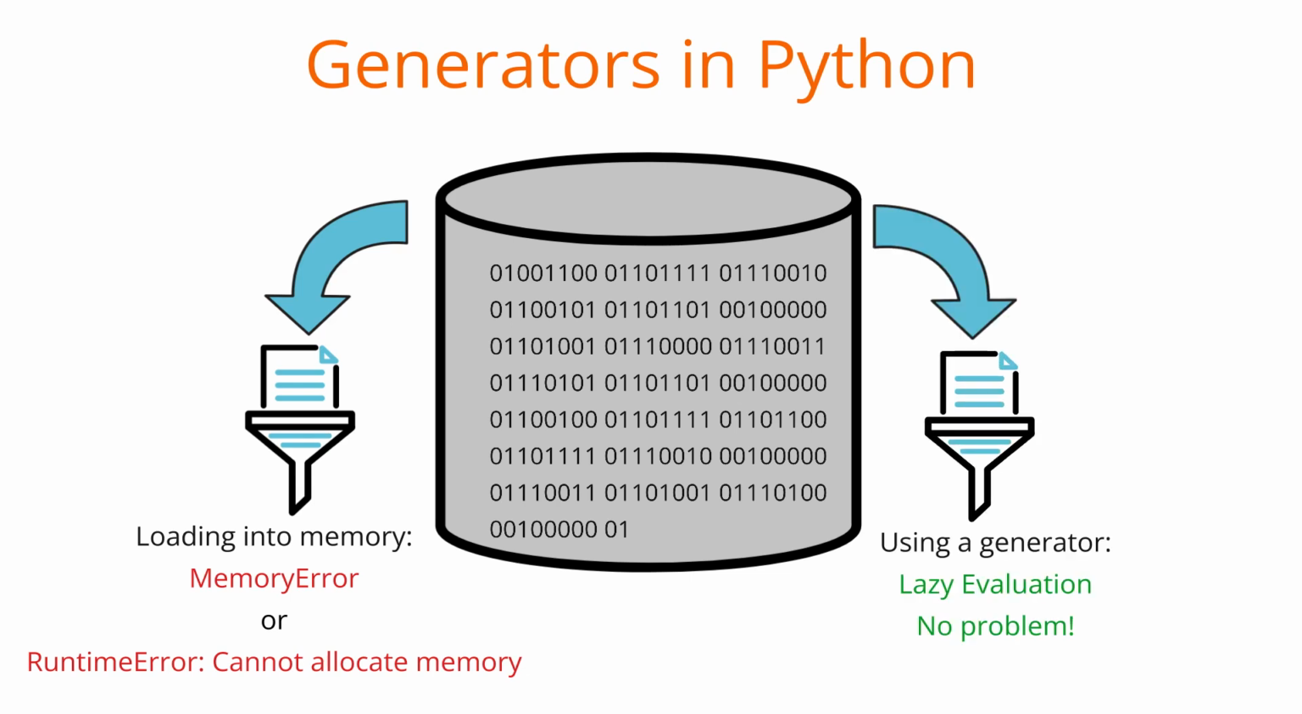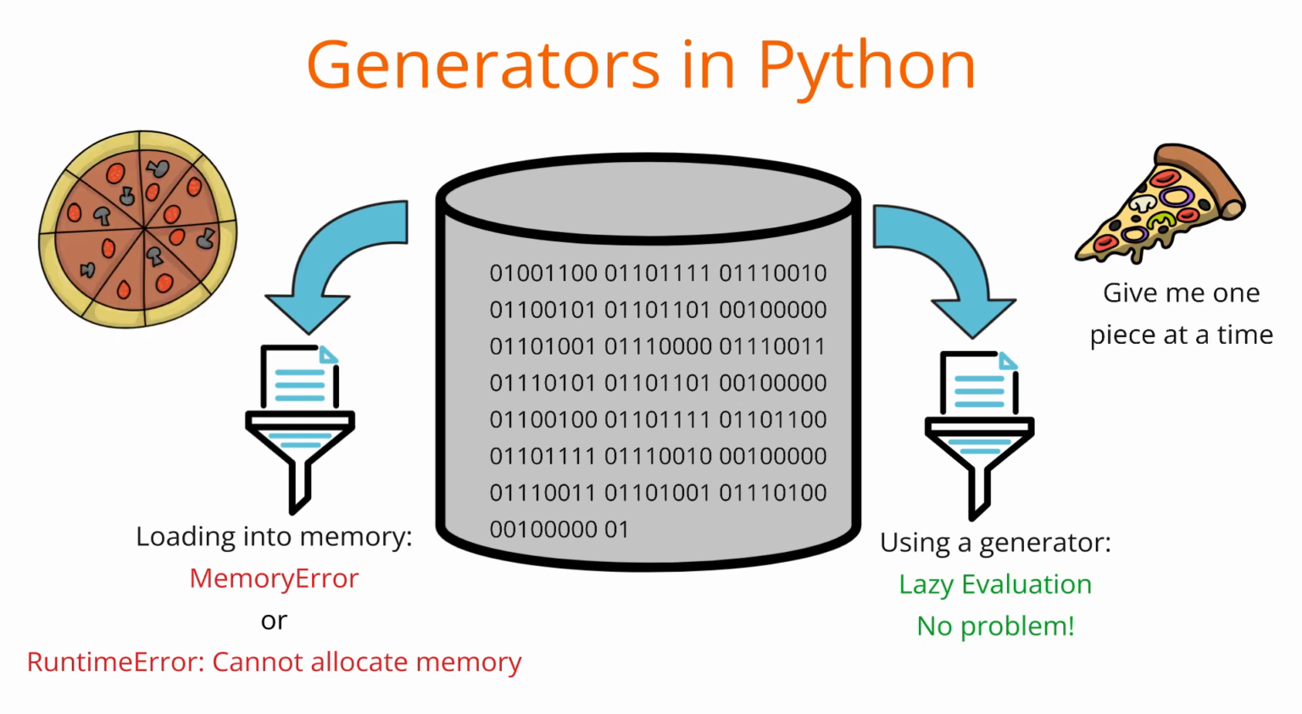That's because generators use something called lazy evaluation, which means they compute and deliver one item at a time, only when you ask for it. Think of it like taking one piece of pizza out of the box each time you're hungry, rather than taking the whole thing out in one go. This means no waste and less overhead.